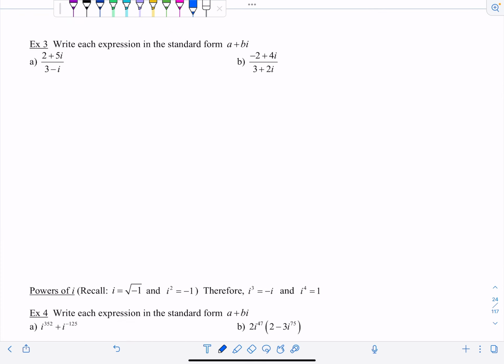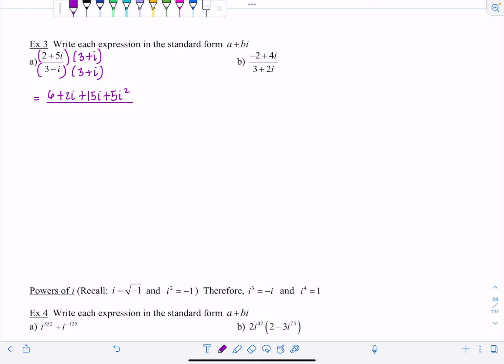Okay, so let's look at an example or two. Write each expression in the standard form A plus Bi. So I'm looking at A, we've got i's in the denominator, not good. So I'm going to multiply everything, top and bottom, by 3 plus i, okay? Good. So let's FOIL out everything in the numerator. 2 times 3, that's going to be 6. Then we have plus 2i, plus 15i, plus 5i squared.